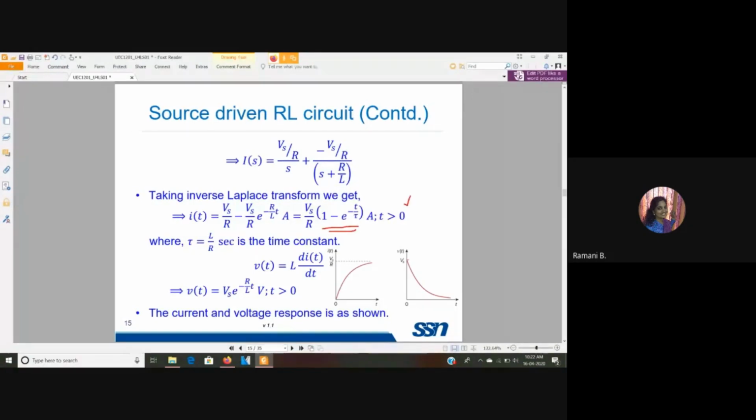Now if we are to find the voltage drop across the inductor, we find it as v of t is equal to L into di by dt. Taking the derivative of this i of t, you will get v of t to be Vs into e power minus R by L into t. So this will be the current response and this will be the voltage response, because as you energize the circuit for a long time, the inductor will act like a short circuit for DC. So the voltage will die out after some time. This is the current and voltage response for a source driven RL circuit.